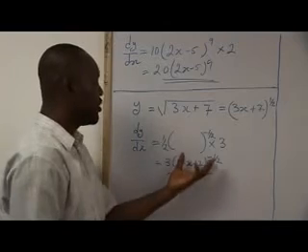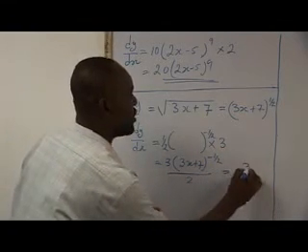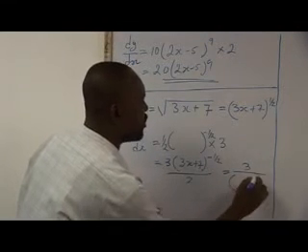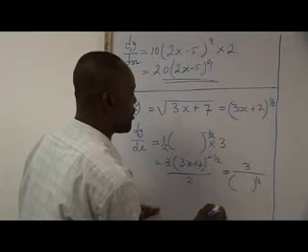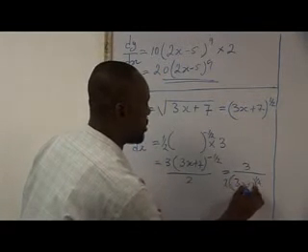If you like, you can take this down, or you leave it that way. If you take it down, we have 3 standing upstairs alone. 3x plus 7 raised to the power of half comes down, and then we have the 2 standing there. So that's 3x plus 7.